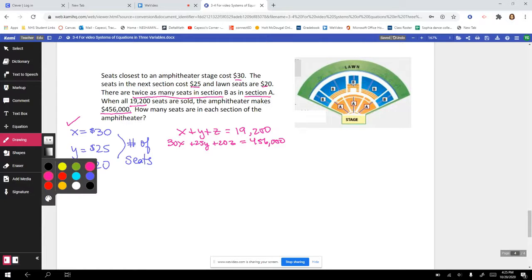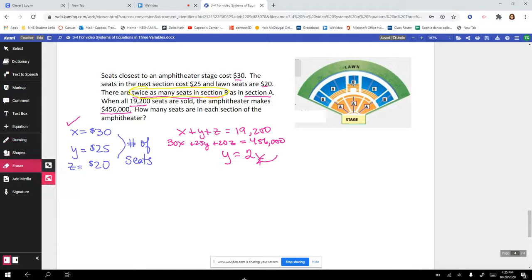Now, I only have two equations, but I have three variables. I need one more equation. Well, if you look up here, twice as many seats in section B as there are in A. So we need an equation for that. So we have y is equal to 2x. Twice as many in section B as there are in A. So that means we need to multiply what's in A to make them even, right? So now we do have three equations. This one right here is going to make our life a lot easier. That's why this one's a little different. It makes our life a lot easier, even though those numbers are really high for us to deal with.